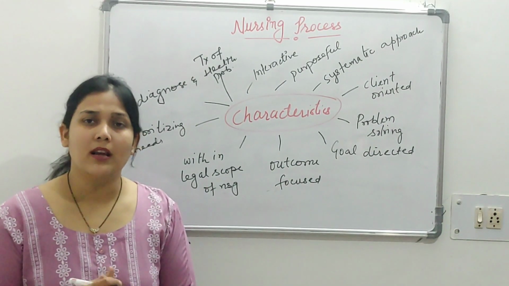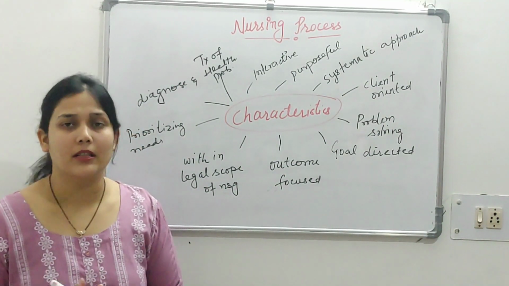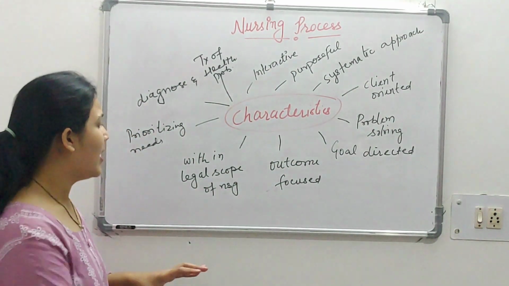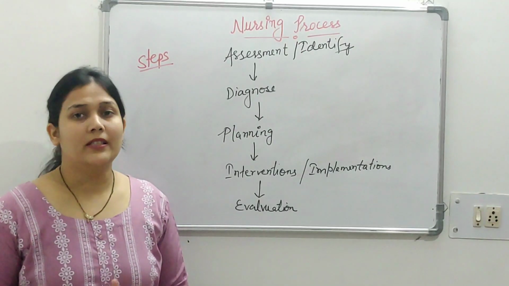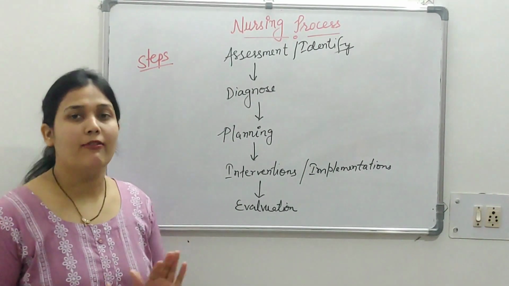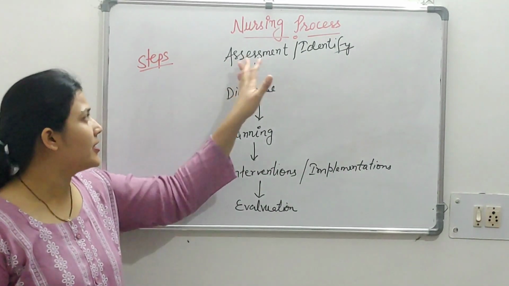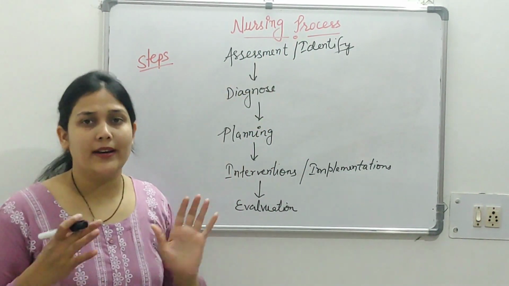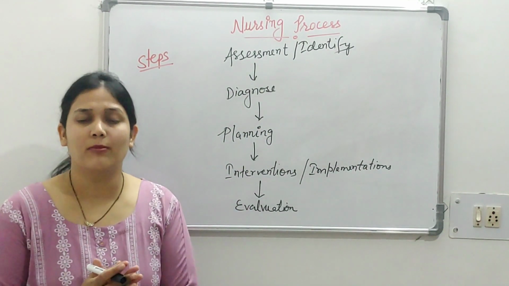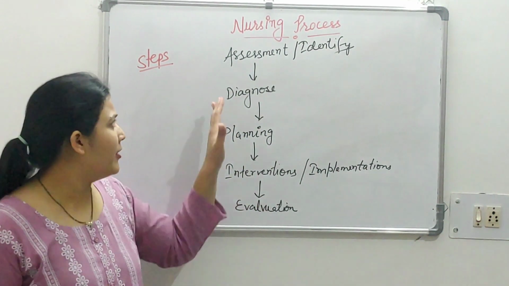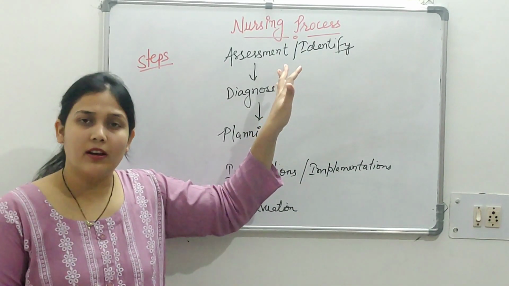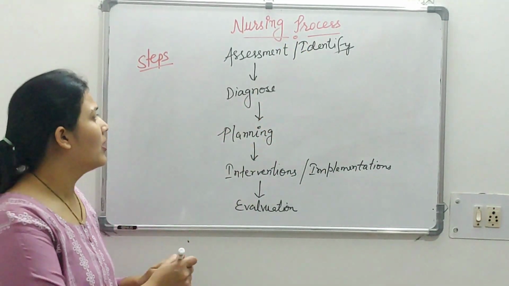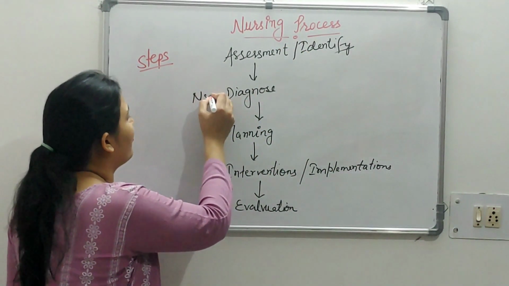Now we will be discussing components or steps in a nursing process. Mainly there are 5 steps in nursing process. First is assessment phase, also known as identification phase, in which we are identifying the health issues, health problems of the client. In which we are interacting with the client and we are identifying the health issues. Second is nursing diagnosis phase.